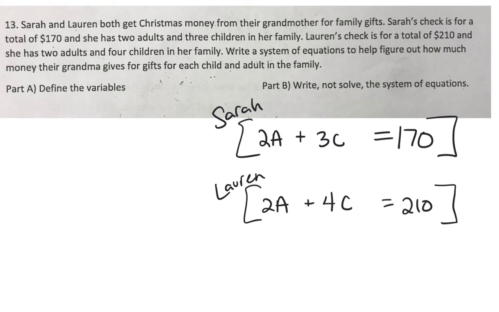All right, so what the A and the C are going to represent, it's not going to represent the amount of adults because we know that there's 2 adults. It's going to represent the cash money that the adults are going to get, or the cash money that the children are going to get. So my A represents the money for adults. And then my C would be the money for children.